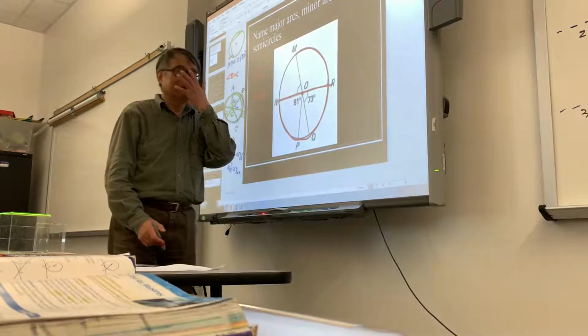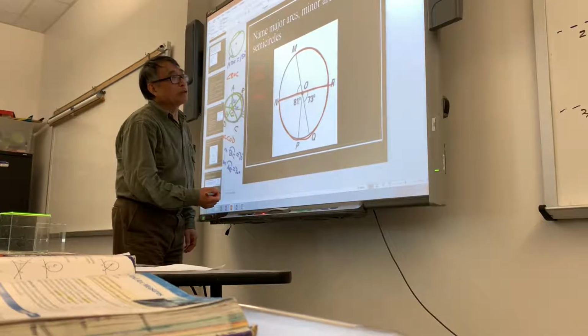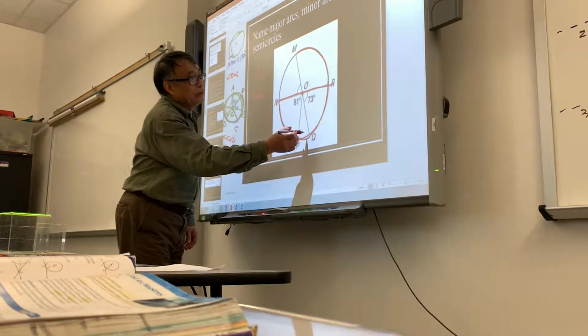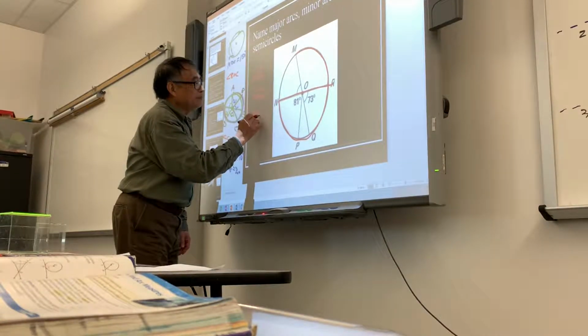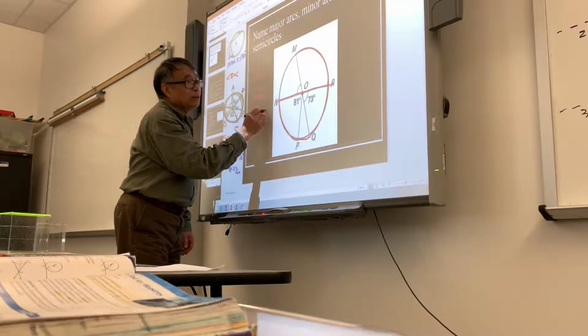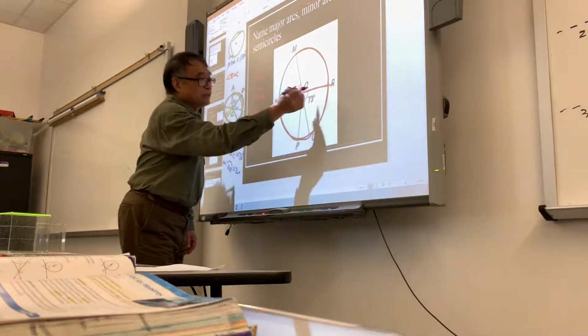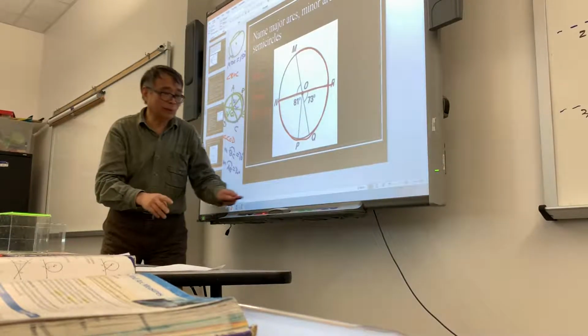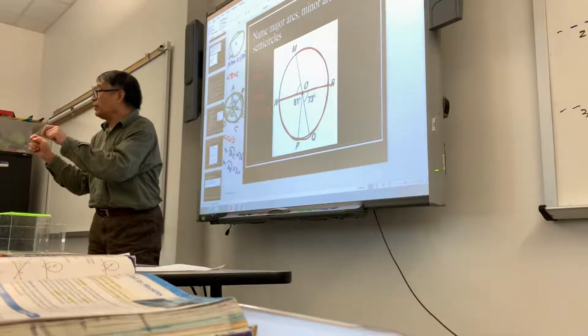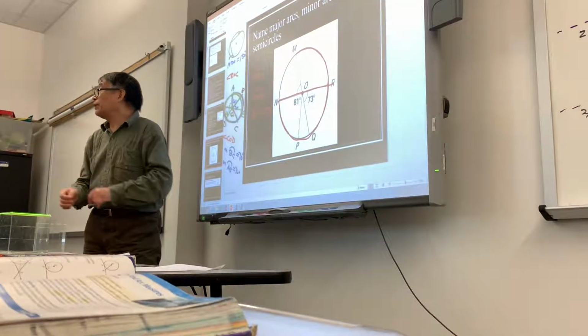QR, yes. Arc QR equals 73. So this is 73, it must be minor. Is that okay, everyone, please? Less than 180, greater than 180, equals 180.